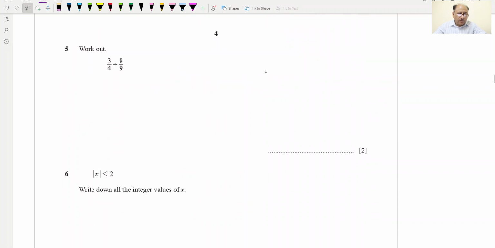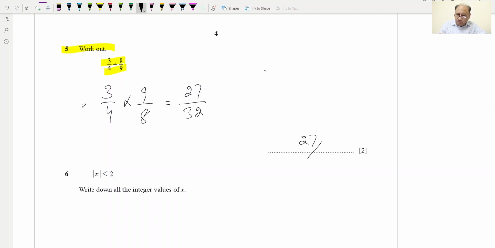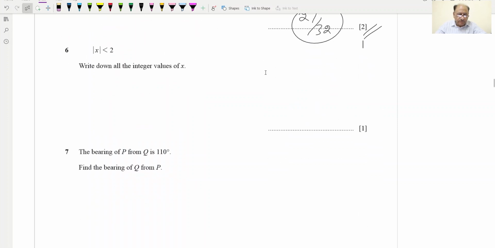Now work out this fraction. We can rewrite it as 3 by 4 multiplied by 9 by 8, the reciprocal we have written. So this will be 9 3s are 27, divided by 4 8s are 32. So 27 over 32. Further simplification is not possible. So it is a 2 mark question.